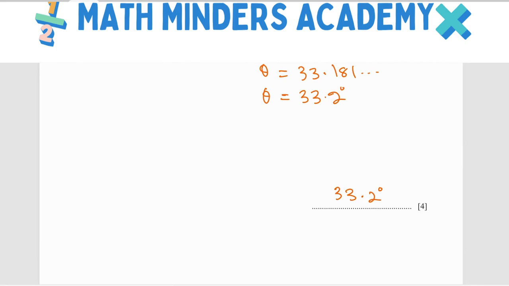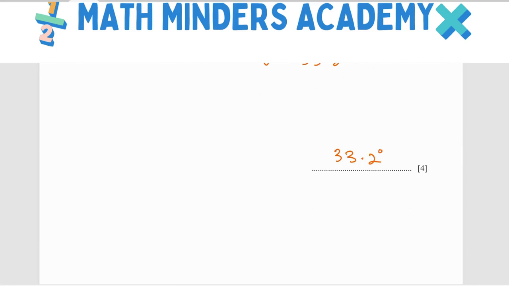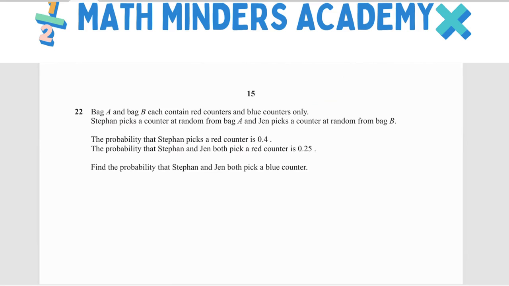So we take the last question now, which is question number 22. Question 22 says bag A and bag B each contain red counters and blue counters only. Stefan picks a counter at random from bag A and then picks a counter at random from bag B. The probability that Stefan picks a red counter is 0.4. The probability that Stefan and Jen both pick a red counter is 0.25. Find the probability that Stefan and Jen both pick a blue counter. All right.